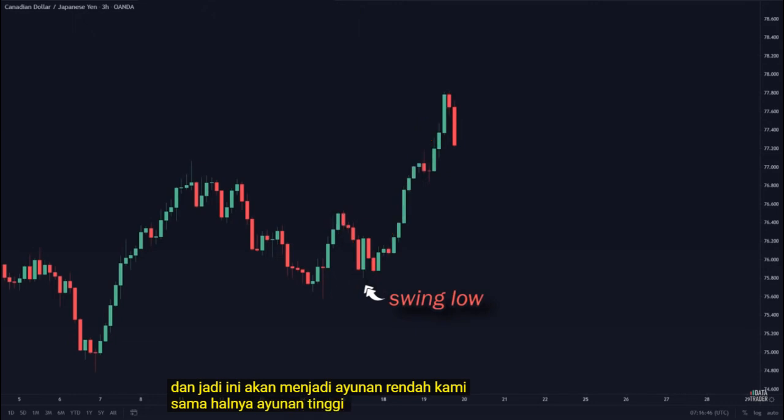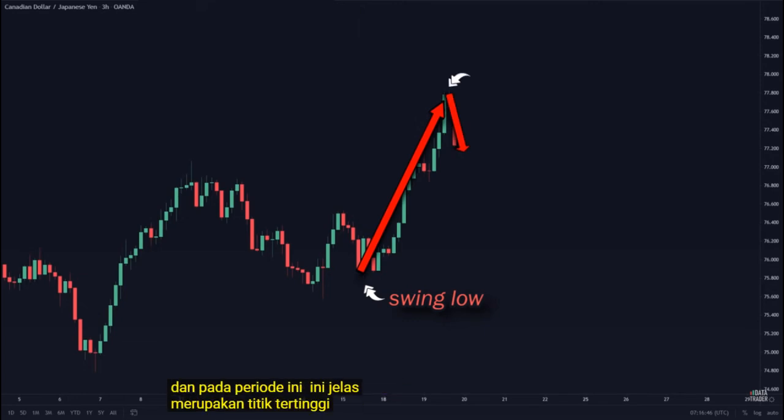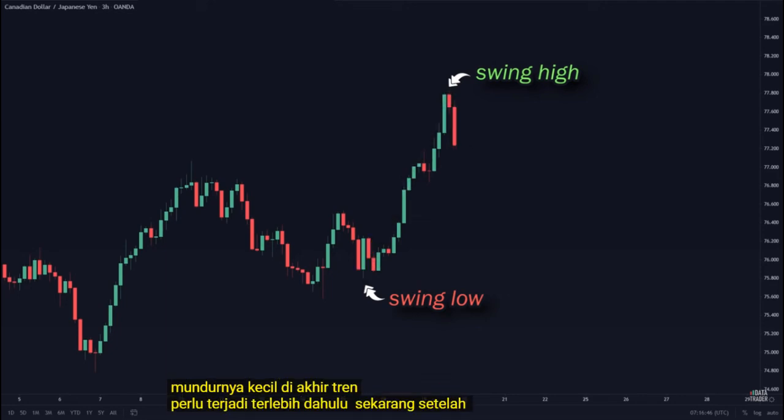Similarly, a swing high refers to the highest point the price reached before reversing downwards. Like in this example, up here, we can see that the price went up and slightly made a pullback, and at this period, this was clearly the highest point. And so this will be our swing high. Remember, in order to identify a swing high, a small pullback at the end of the trend needs to happen first.